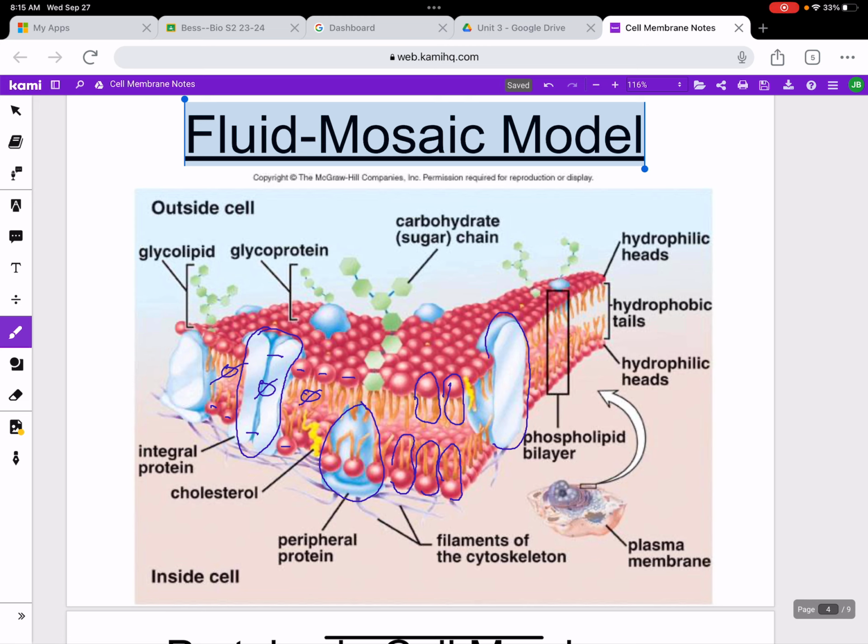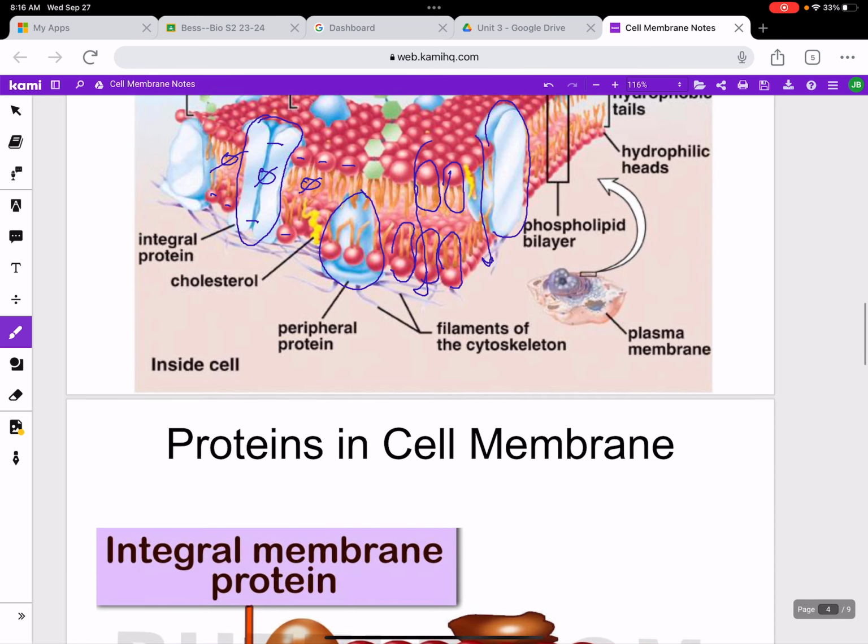So because they are not charged in the middle and not connected physically to each other, things can squeeze through here. And that makes it such a great design. Because they're not connected to each other, they call it the fluid mosaic model. So fluid mosaic model is just referring to the motion that you see cell membranes go through.